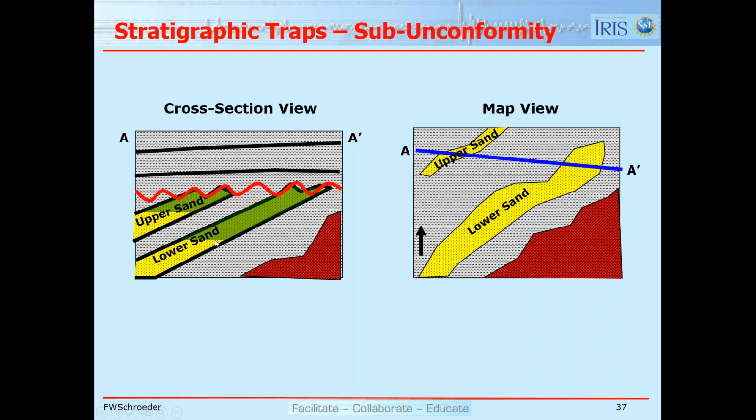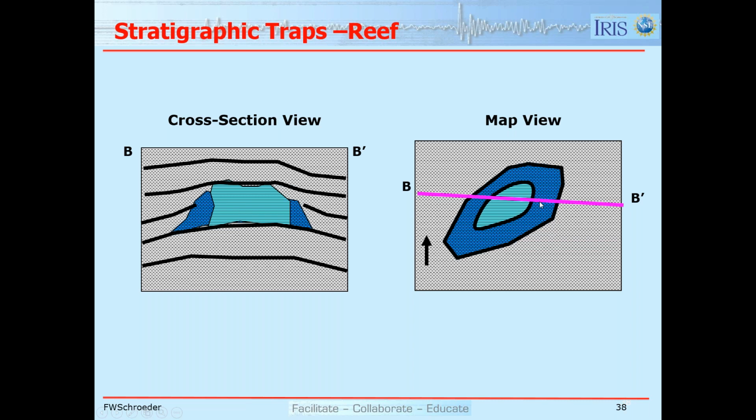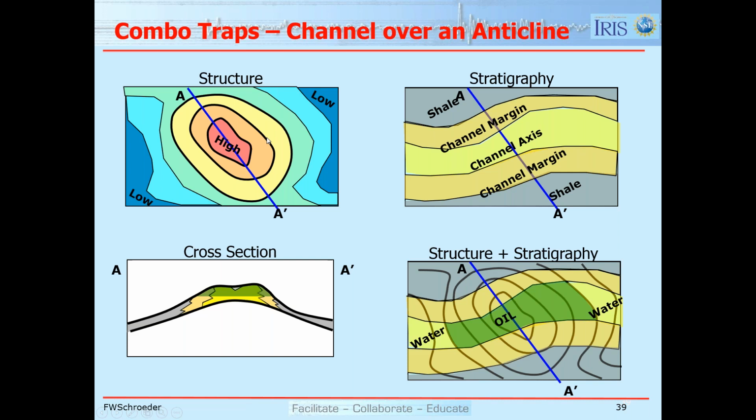We could also have a reef. And typically reefs are porous and permeable near the fringes where they're exposed to wave energy. The lagoon in the center of the reef often is filled with fine grain material, is not reservoir quality. And so in cross section, we go B to B prime, B to B prime in map view. So that would be a stratigraphic trap. And we can also have combination traps.